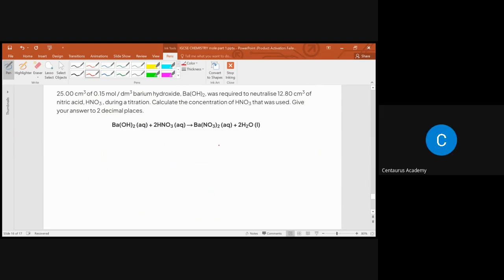So you have been given the reaction equation here. 25 centimeter cube of 0.15 moles per decimeter cube barium hydroxide was required to neutralize a known volume of nitric acid during a titration. Calculate the concentration of nitric acid that was used. Give your answer to 2 decimal places. Solve this one, and then let me know your answer. Write your answers in the chat box.